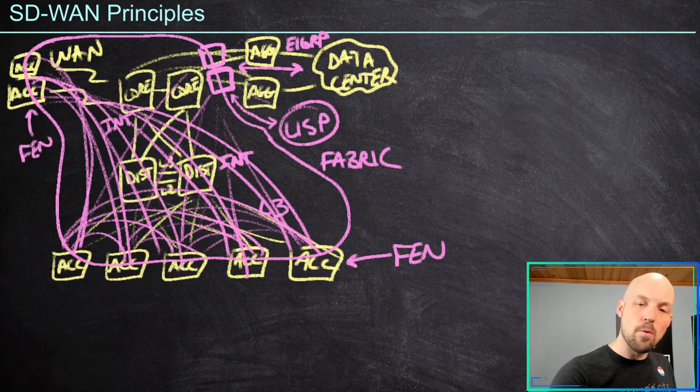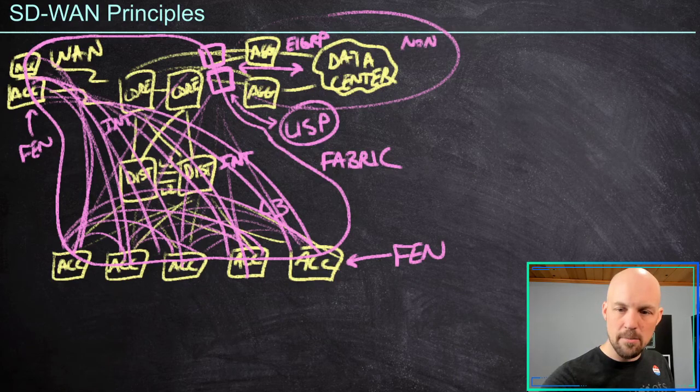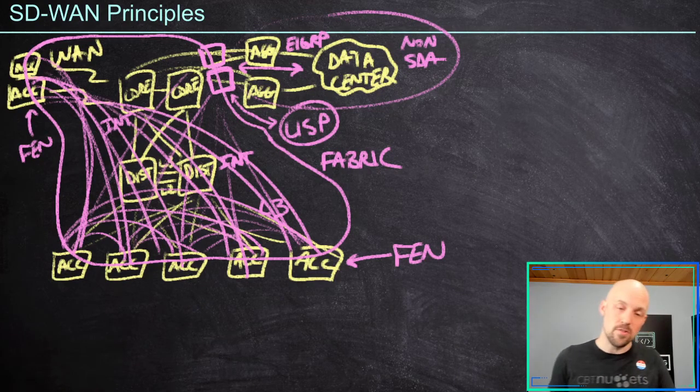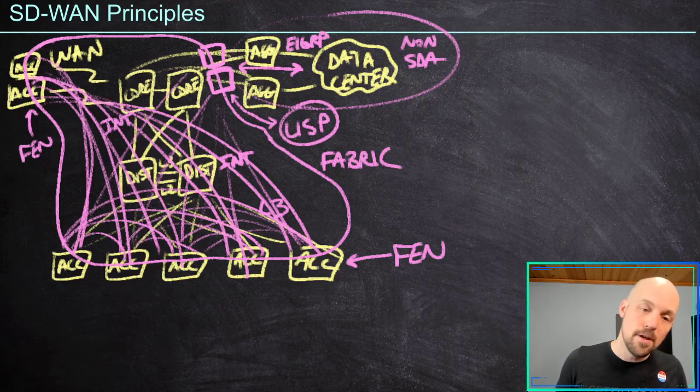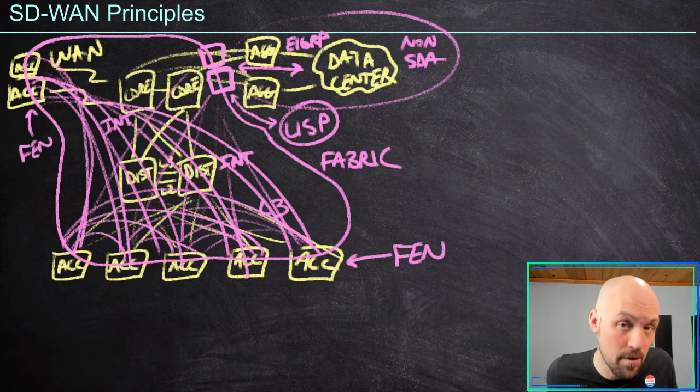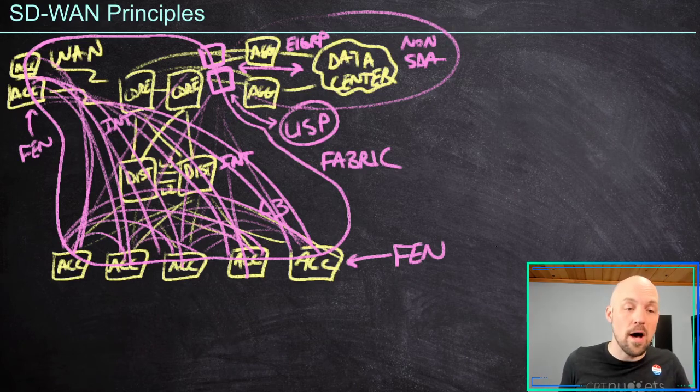And so the rest of the network, remember, this is that non-SDA domain. We can't run SDA in the data center. It doesn't make sense to for a lot of reasons. And so we put the fabric border nodes in there between the core and the aggregation switch, or maybe we even turn our core switches into the border nodes. That's certainly an option as well. And now we've got this capability of getting inside and outside the fabric.